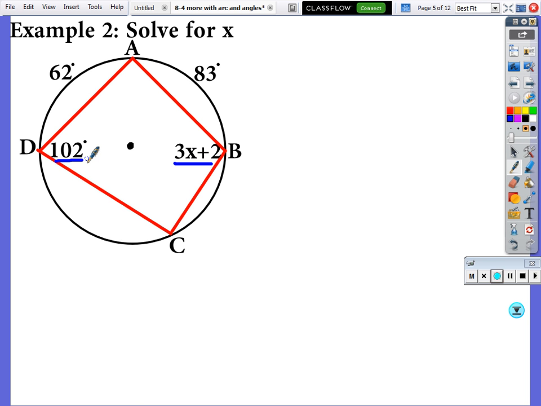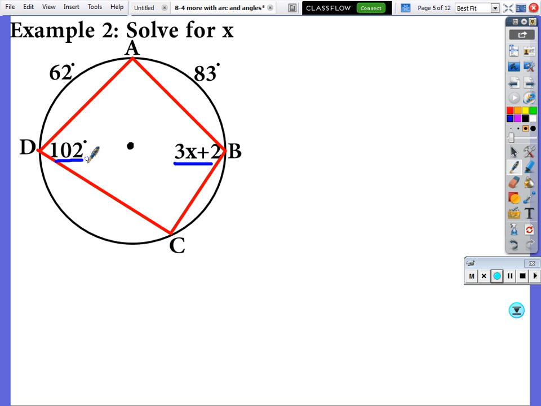So I'm going to give you a hint. First of all, the first thing I always look for is, do I have an inscribed angle that I know for sure that I can use? Because if you do, then you know a lot about the circle. So I'm going to direct your attention right here. We have 102 degrees, right?